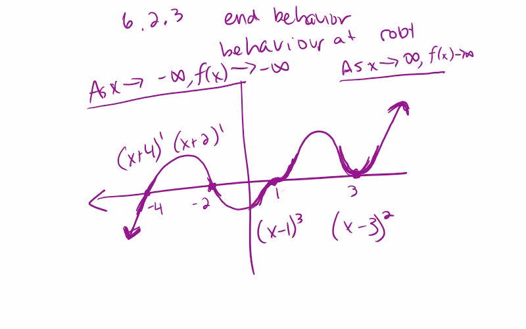So let's talk more about end behavior, because end behavior is determined by two things. End behavior is determined by whether or not the leading coefficient is positive or negative, and whether it's an odd or an even function. So we're going to draw a table.